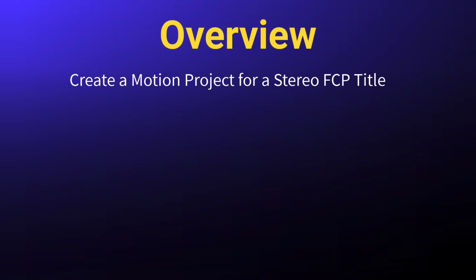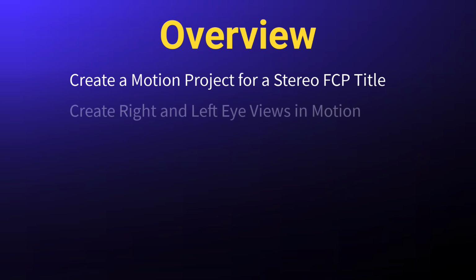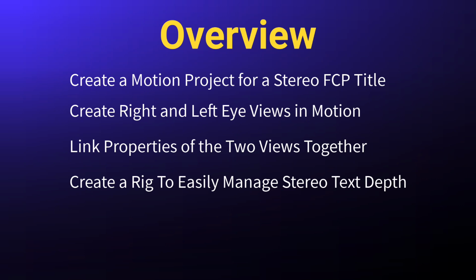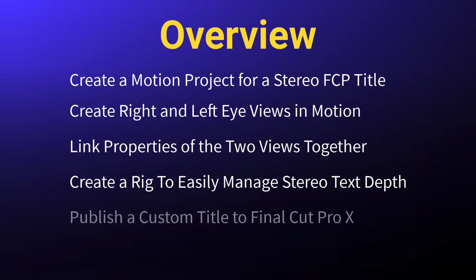So this is an overview of how to create a Motion project for a stereo Final Cut Pro title, how to create right and left eye views in Motion, how to link properties of the two views together, how to create a rig to easily manage stereo text depth, and finally to publish a custom title to Final Cut Pro.